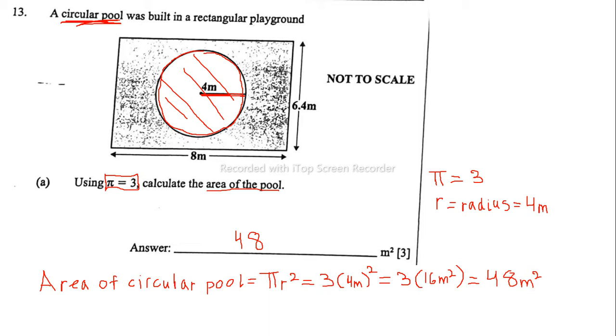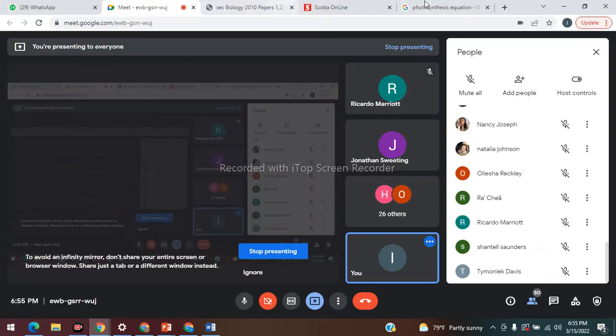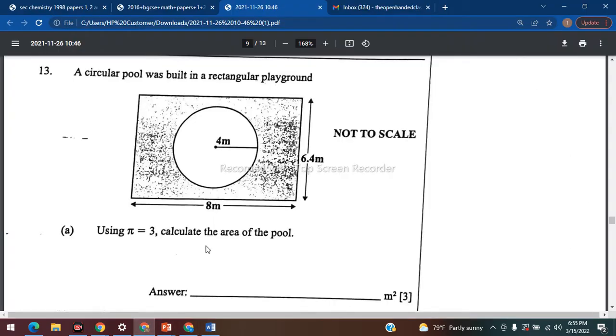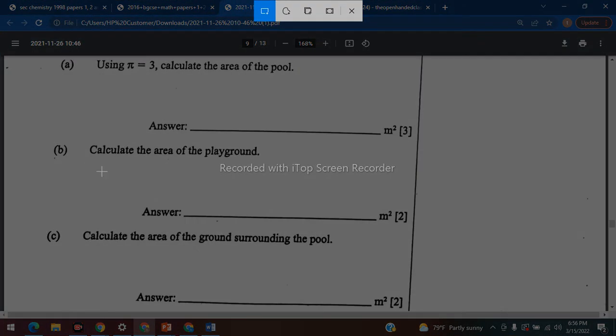Okay, so next up, now we want the area of this rectangular playground. So calculate the area of the playground.